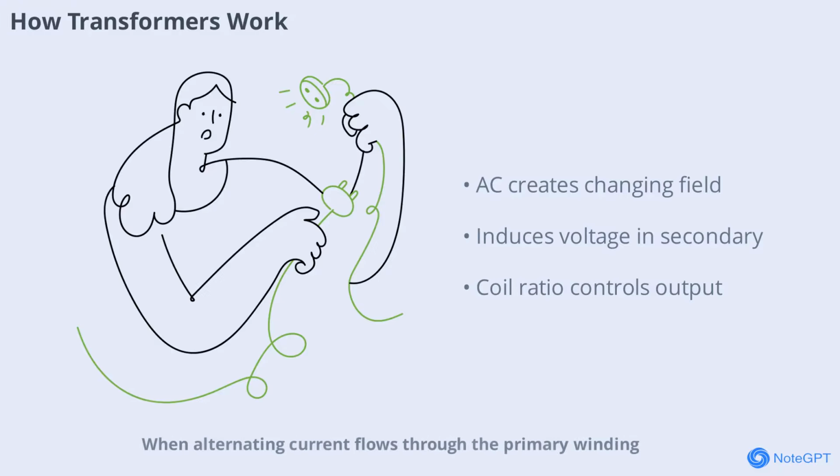An alternating current flows through the primary winding. It creates a changing magnetic field in the transformer's core. This changing field induces a voltage in the secondary winding through electromagnetic induction. If the secondary has more coils than the primary, the voltage increases. If fewer, the voltage decreases. This process allows electricity to be transmitted efficiently and safely across the power grid.